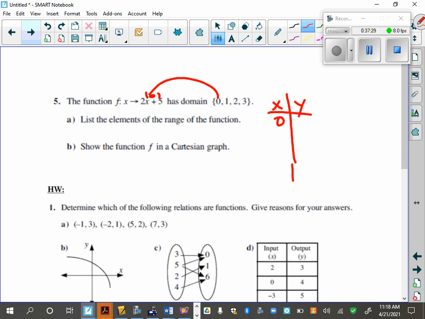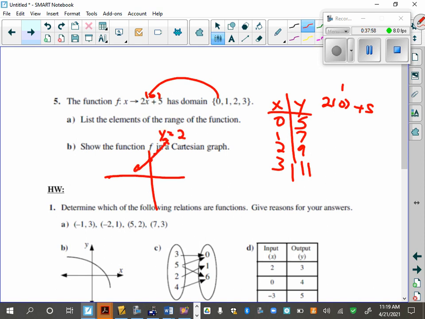So this is 2 times 0 plus 5, which is 5. That's 2 times 1 plus 5. 2 times 2 plus 5. 2 times 3 plus 5. Those are the ordered pairs. It says to graph them. So now I need to graph them. 0, 5, 1, 7. It's going to be something like that. And again, get into the habit of writing down the equation of the line and drawing arrows so you don't lose silly marks tomorrow or during the test.